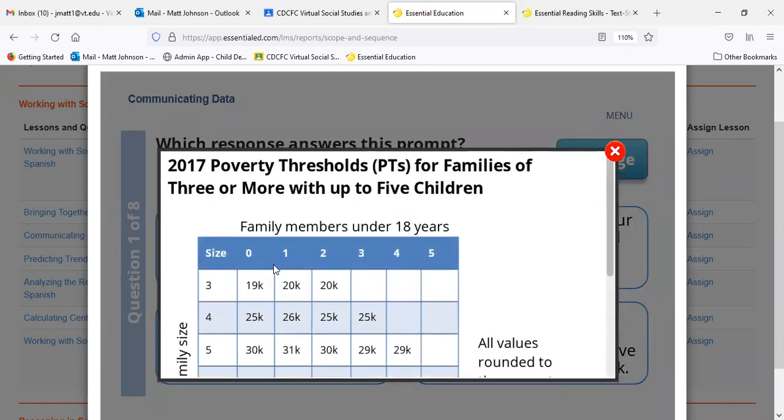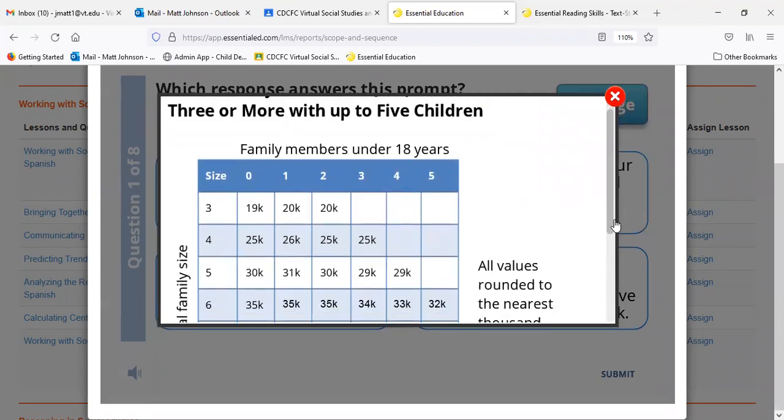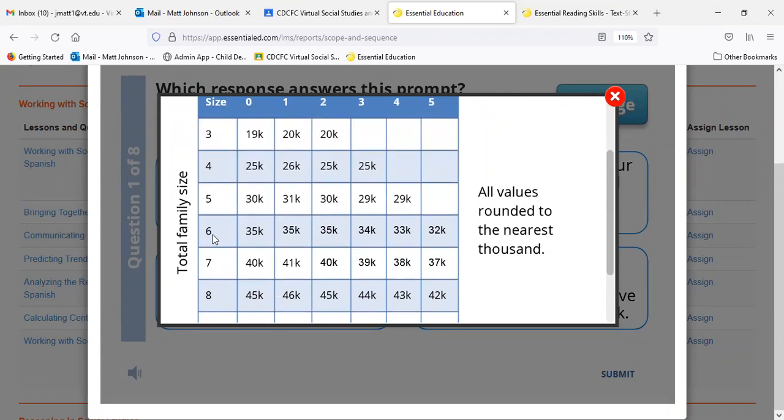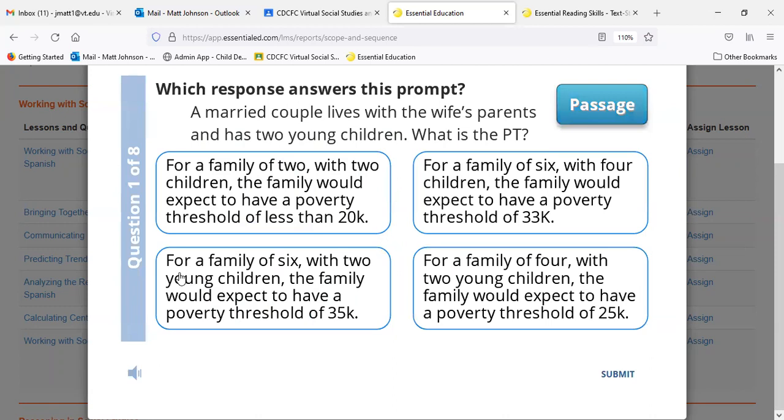So we pull up our poverty threshold chart. 6 family members, right? Total family size, 6 members in the household, 2 children. Our poverty threshold is $35,000. Okay, so where is our best answer there? Yeah, family size for a family of 6 with 2 young children, the family would expect to have a poverty threshold of 35,000.